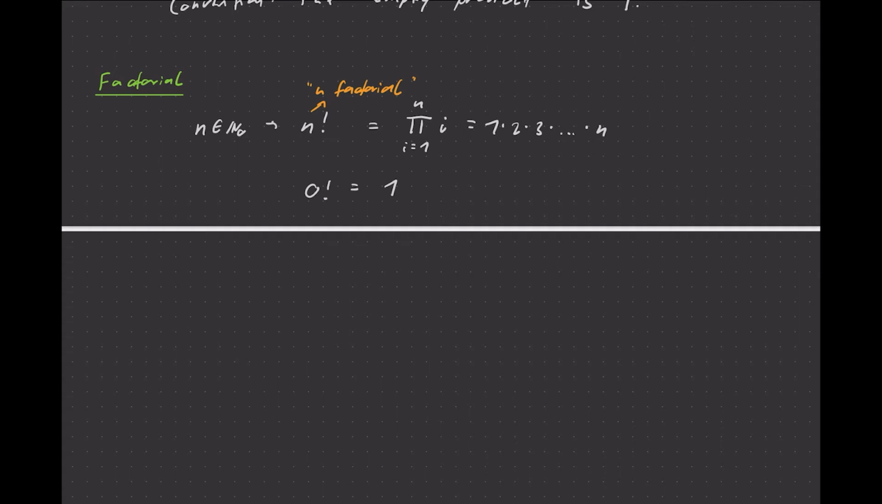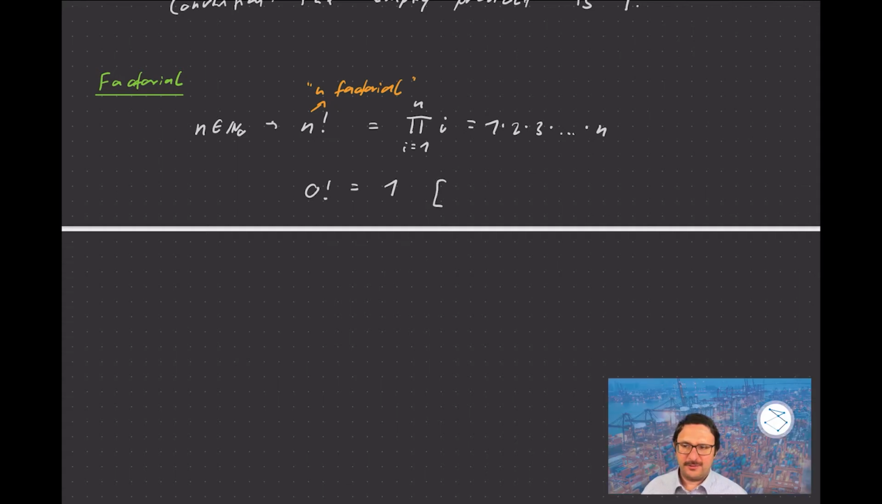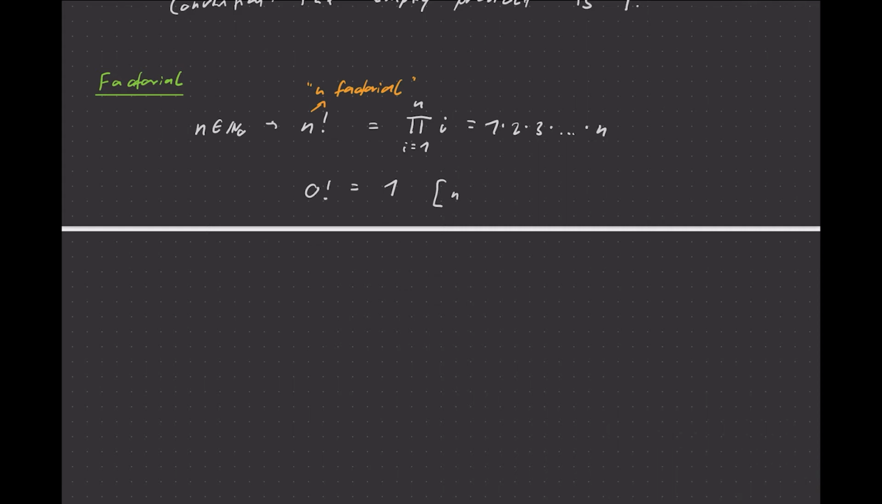And you may know that factorial often comes up doing combinatorics. This n factorial is the number of permutations of n items. So the number of possibilities you have to arrange n different items. n factorial equals the number of permutations of n items.